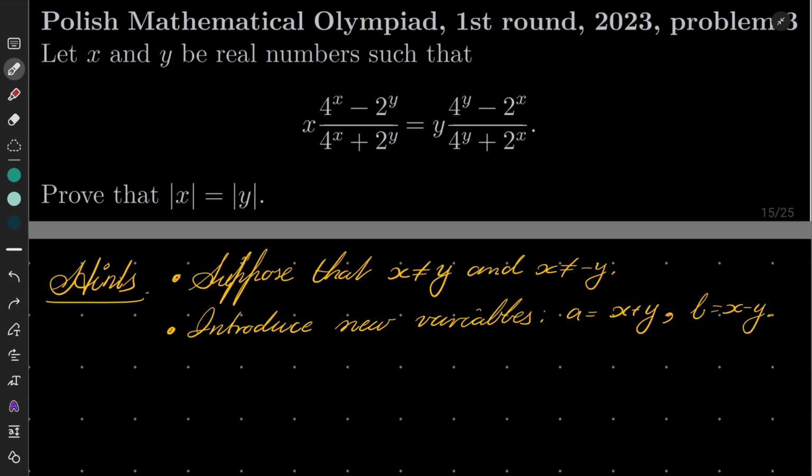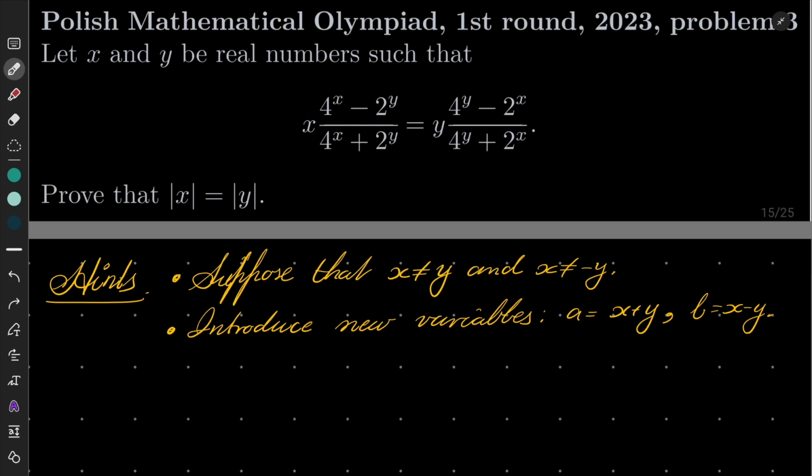Let x and y be real numbers such that x times 4 to the power of x minus 2 to the power of y over 4 to the power of x plus 2 to the power of y equals y times 4 to the power of y minus 2 to the power of x over 4 to the power of y plus 2 to the power of x. Prove that these two numbers are the same up to the absolute value. So the absolute value of x equals the absolute value of y.